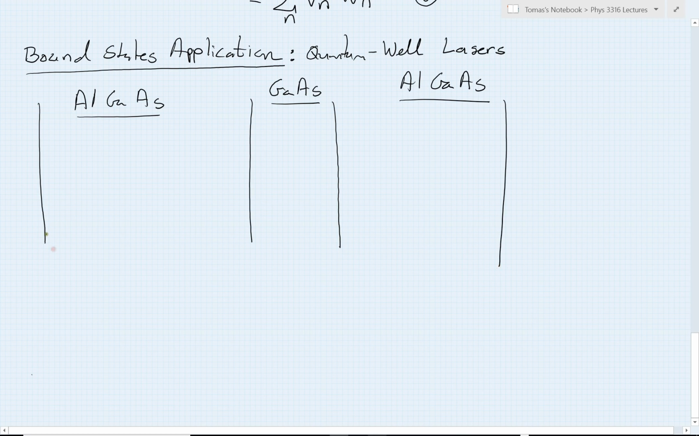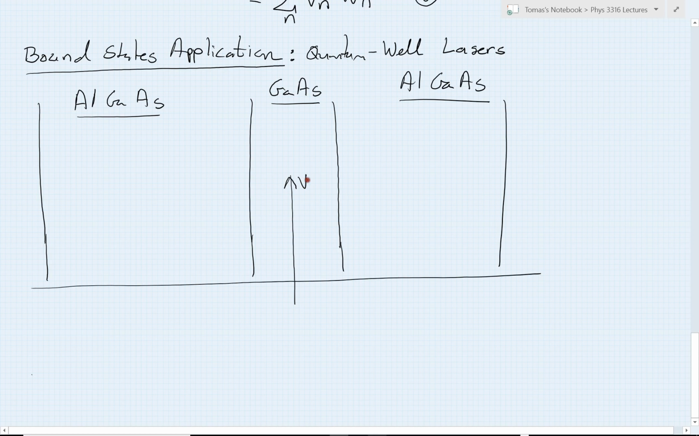Now, how this relates to what we've been studying is we can think about the potential energy that electrons feel in this material sandwich. So if I were to plot the potential, and I will center my axes right in the middle of this middle layer here, I'm going to be plotting along here the potential V(x) as a function of position x. And the potential looks as follows.